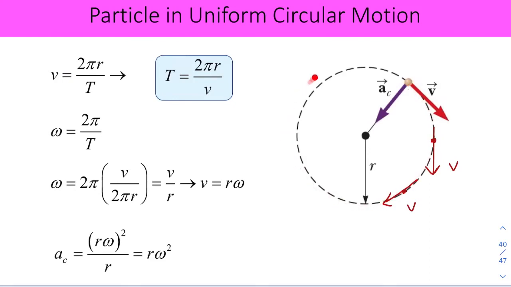And the time taken to complete one circular path is a period, because this is a repeated motion, right? So speed of the object is defined as distance travelled over the time taken to travel that distance. The distance travelled is the circumference, and the time taken is a period. So the period for this object, rearranging the equation, is 2 pi r over v.